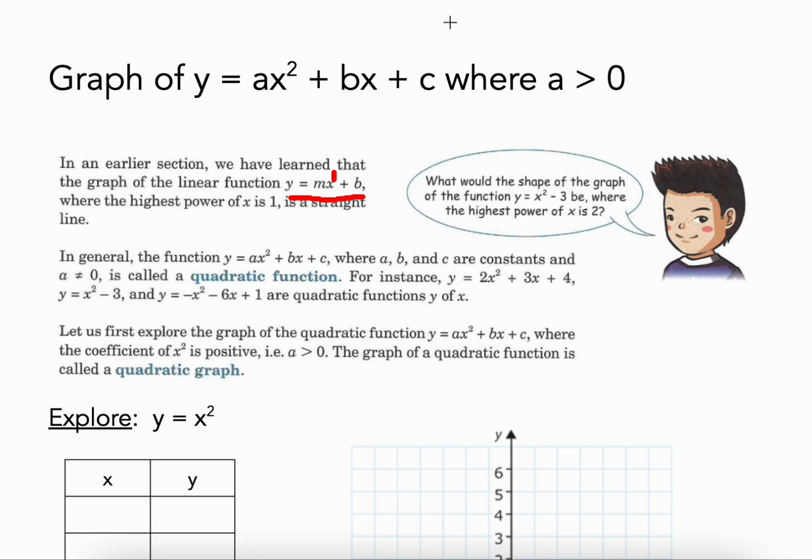Okay, so today we're going to try and see what the graph of a quadratic equation is going to look like. So try to think to yourself now, try and predict what the shape of that graph will look like before we start.